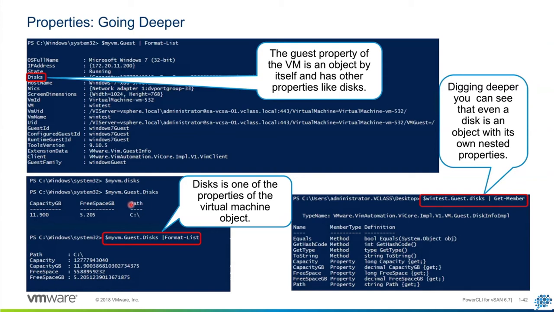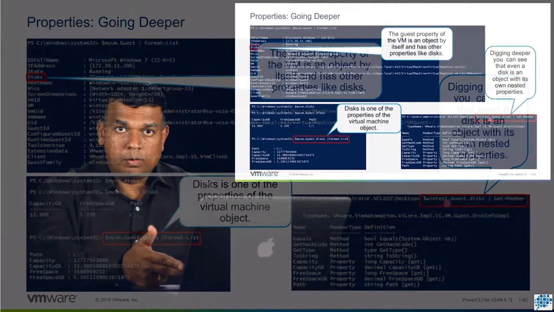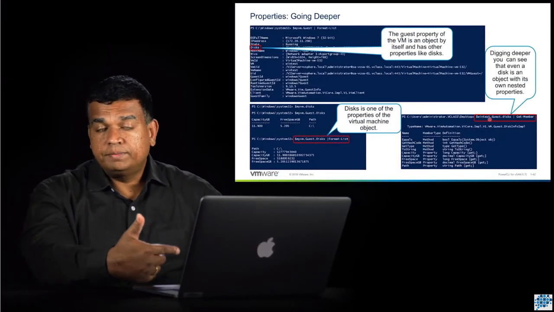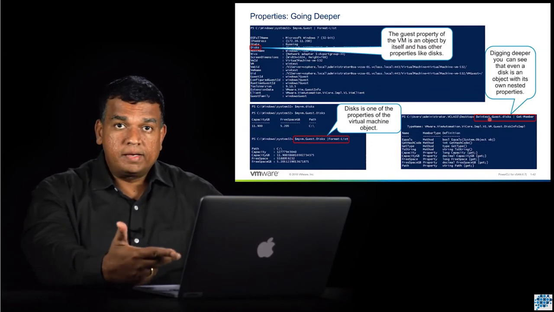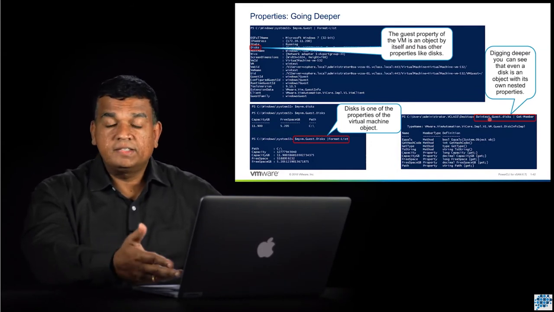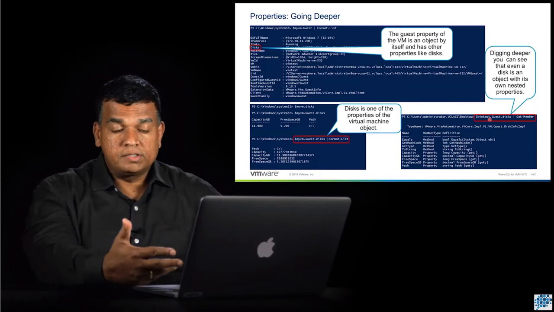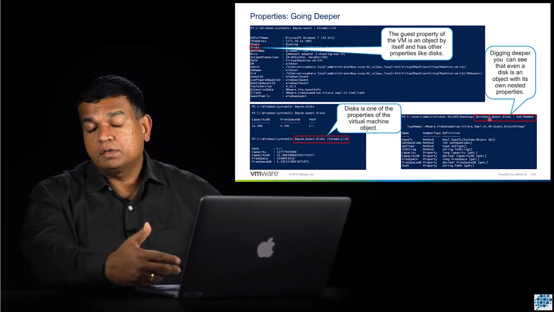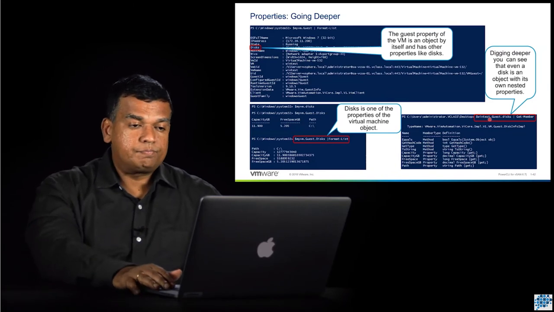You see that this is a nested hierarchical structure which goes deeper until we reach the end of the tree. Finally I am looking at the property of the disks, and we see that it also has its own properties associated with that particular property. So as you can see, the objects themselves are complex structures which have properties, and inside them there are more properties. This is something to keep in mind when we are working with PowerCLI objects.